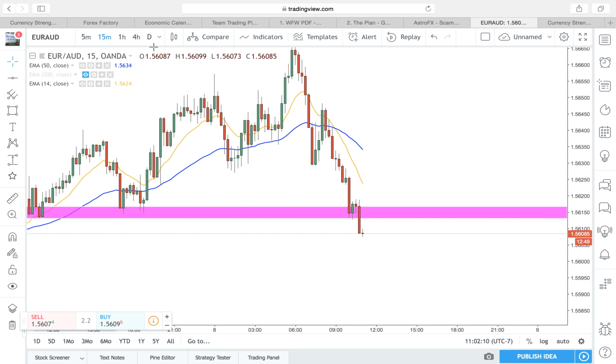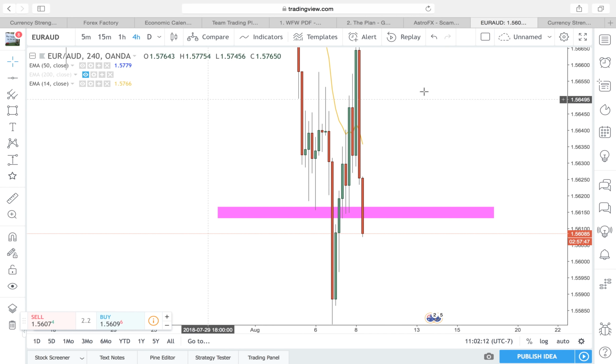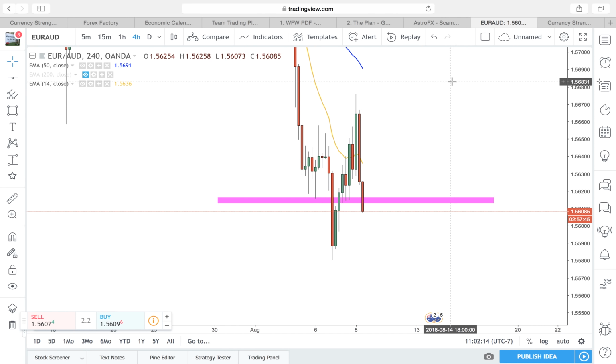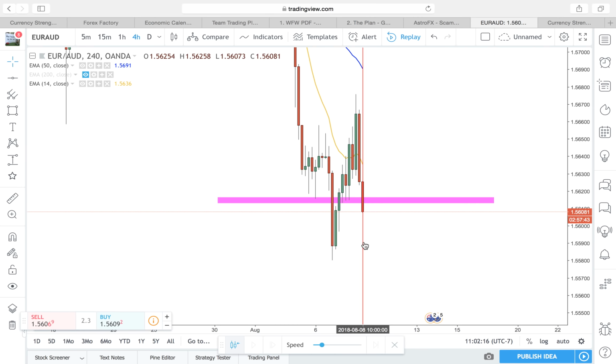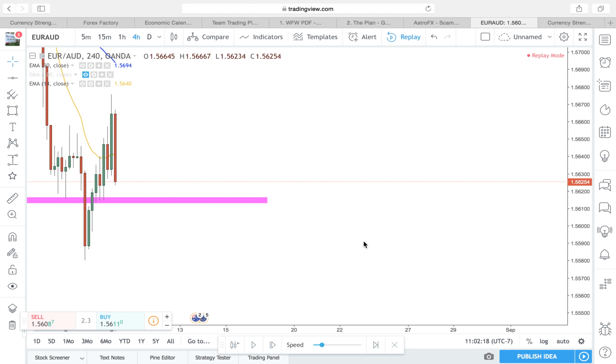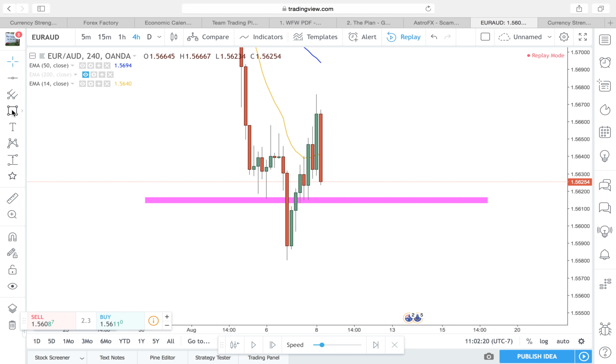So the first thing that I'm going to do is I always look at the 4-hour time frame. Of course, the move has already happened, but I'm going to go to replay mode. When I'm looking for momentum, this is my ideal setup that I'm looking for.